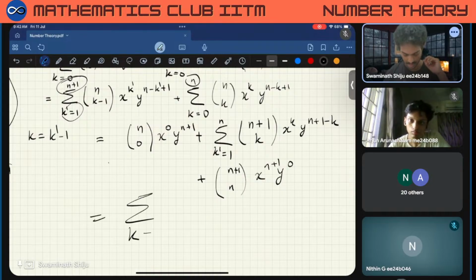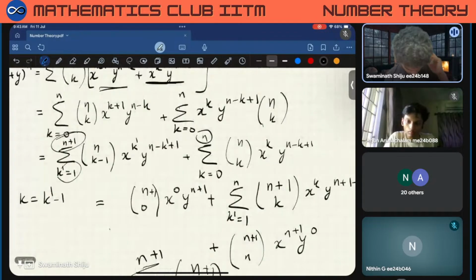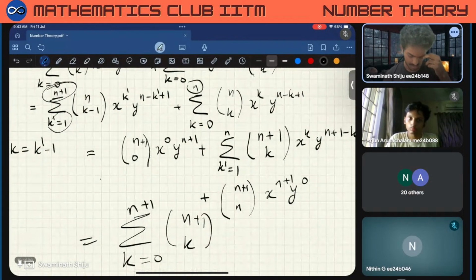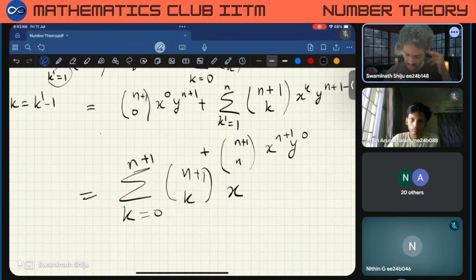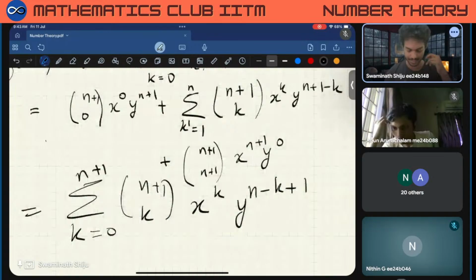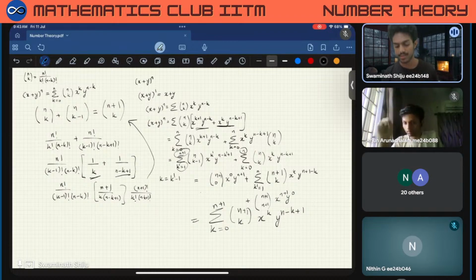Bring it together, you get k going from 0 to n plus 1, n plus 1 choose k, x to the power k, y to the power n plus 1 minus k. Okay, that's just the proof of the binomial theorem by induction. That's not insanely useful here, just another example for induction.